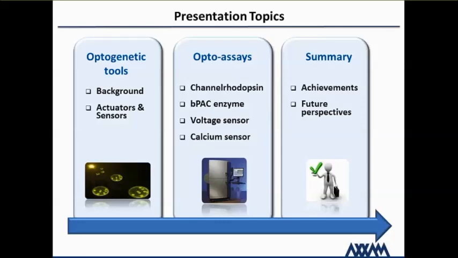I will then present the results that we obtained in the development of cellular assays for different optical tools: a Channelrhodopsin, a bPAC enzyme, a voltage sensor, and a calcium sensor. And then I will conclude summarizing the main achievements of our work and the possible future applications.